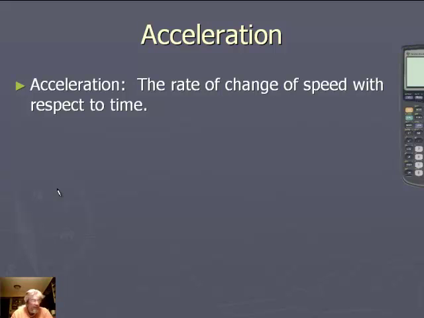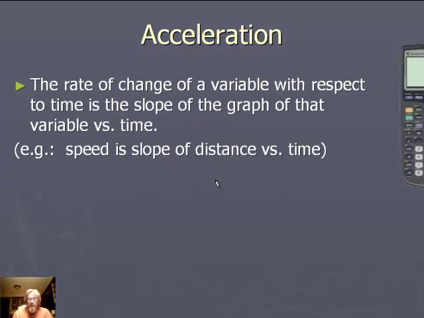Well, acceleration, we can define this as the rate of change of speed with respect to time. Rate of change, we're talking about slope here. We can define this as speed change over time change. That would be a definition of acceleration that uses symbols. How much does speed change over how much time it takes for that speed to change?